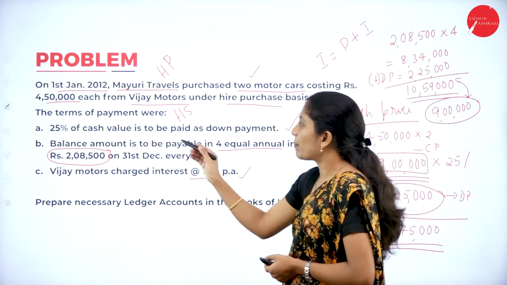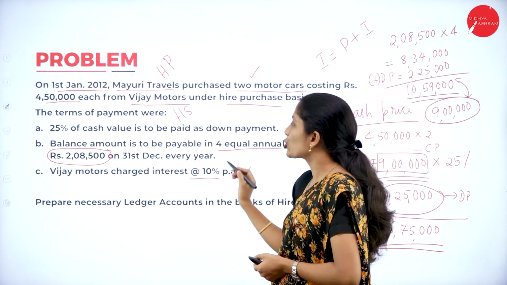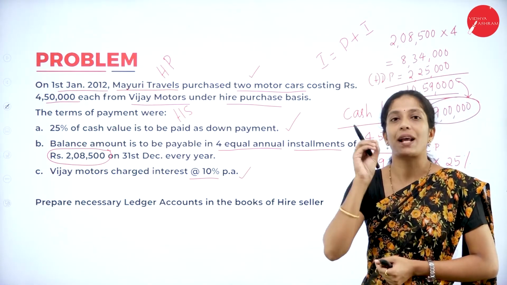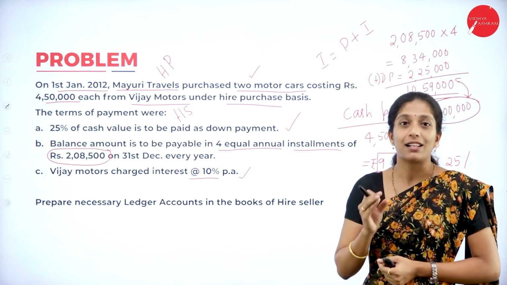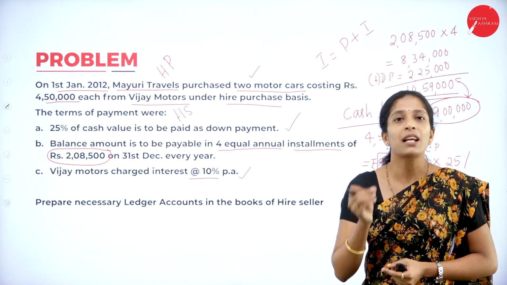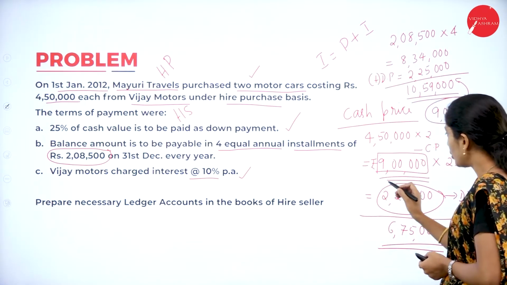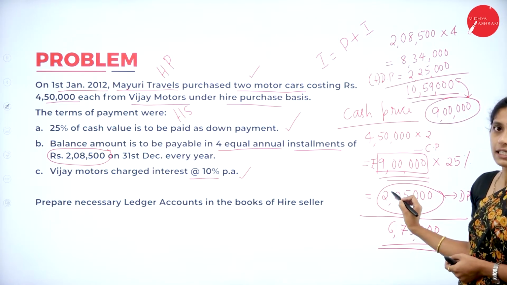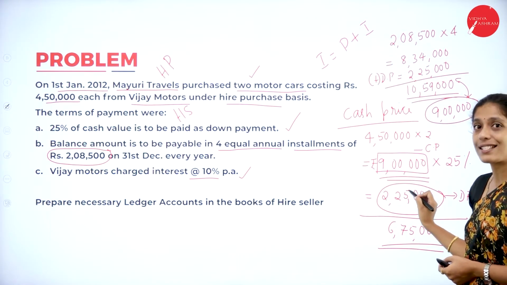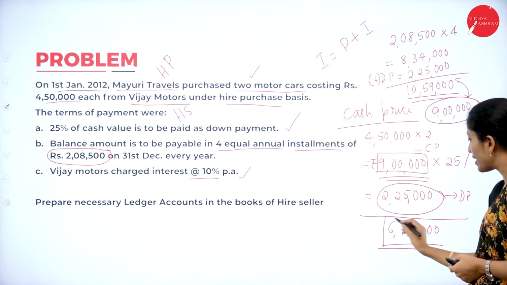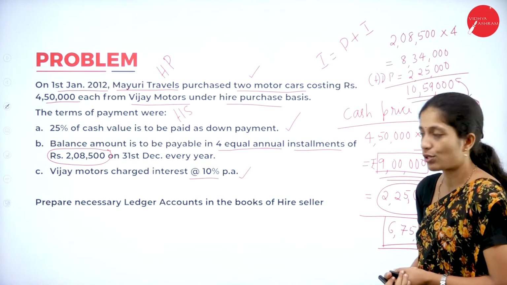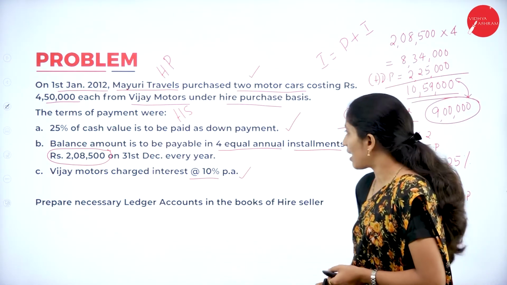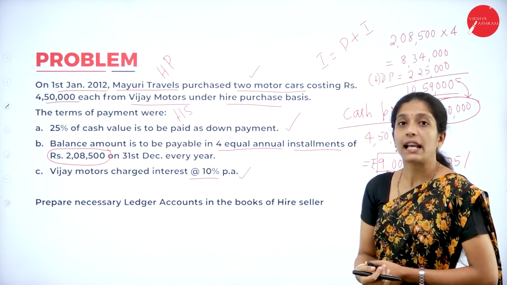Next, the terms of payment were that 25% of the cash value is to be paid as down payment. So what they have told is that 25% of the total cash price has to be paid in the form of down payment. That is, on the delivery of the motor cars, we have to make a 25% payment. So when you multiply 9 lakh into 25%, how much will you get? 2,25,000. So 2,25,000 is the down payment. The remaining amount to be paid is how much? 6,75,000. Now what they have told is that the balance amount is payable in 4 equal installments of rupees 2,08,500.